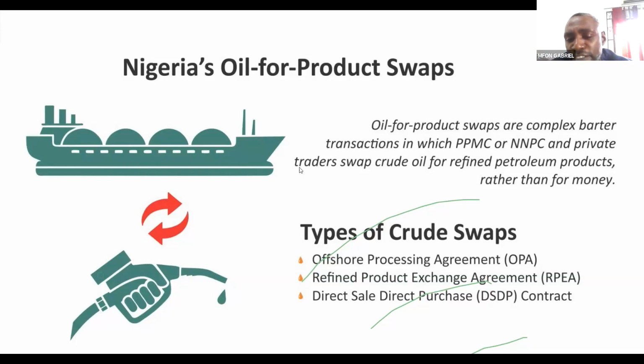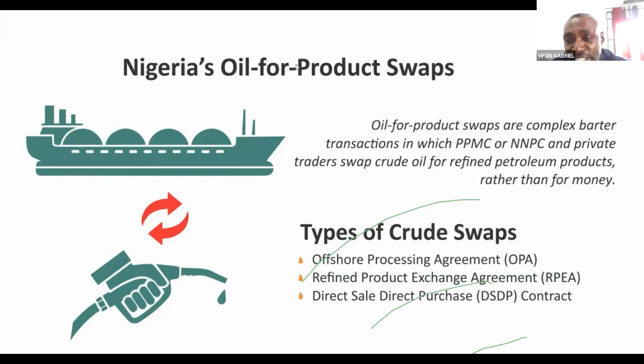Then we also have the refined product exchange agreements, RAPIA, which is actually the real swap here. So the national oil company engages commodity trading companies and then gives them what we call equity crude, the crude that is owned by the federation. And this crude is supposed to go to the refineries.